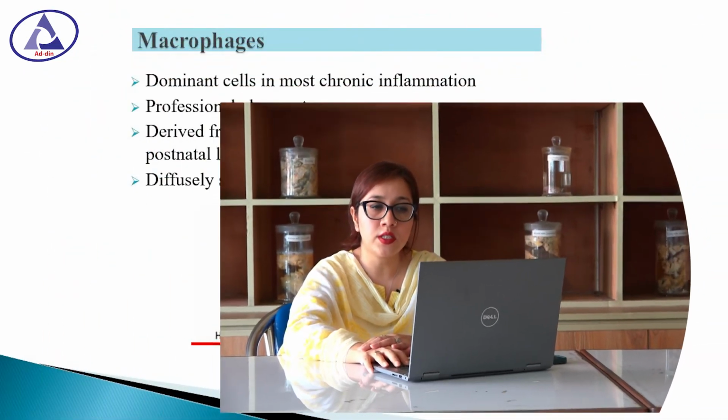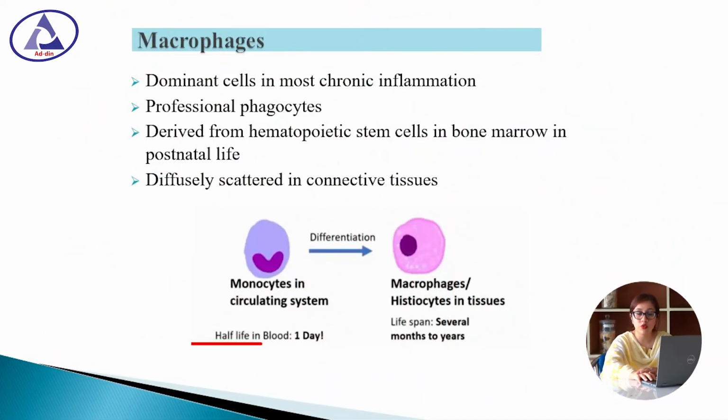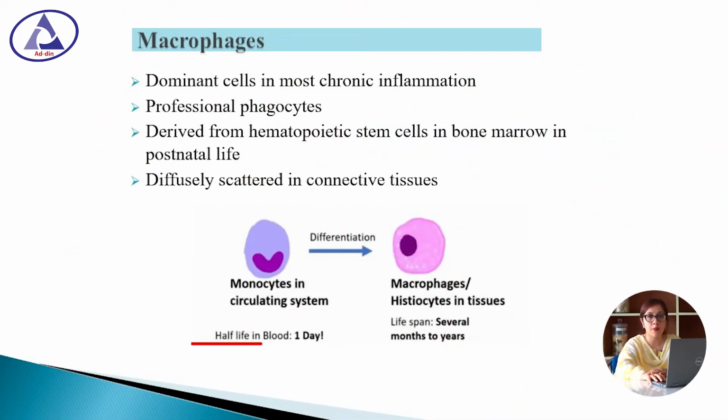Today I am going to discuss granulomatous inflammation. Macrophages are the dominant cells in most chronic inflammation. These are professional phagocytes, derived from the hematopoietic stem cells in bone marrow in postnatal life. They are diffusely scattered in connective tissue. In the circulatory system, macrophages are known as monocytes. On the other hand, when they are in the tissue, they are known as macrophages or histiocytes.